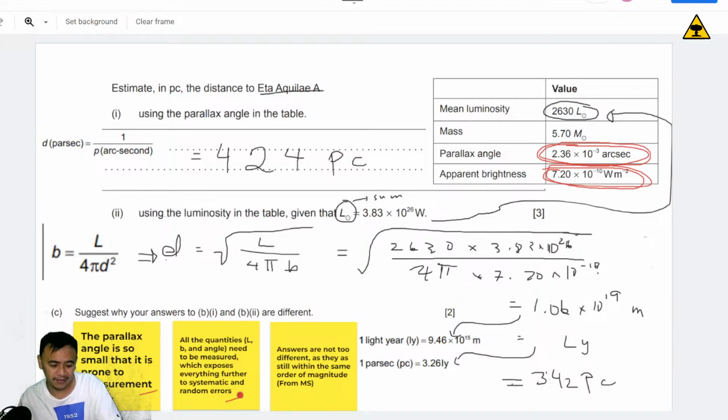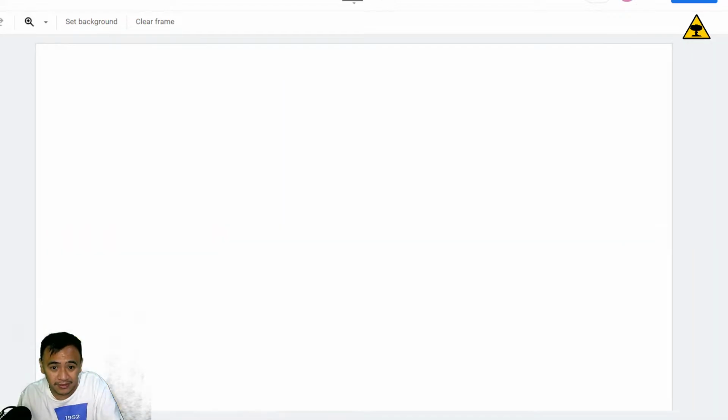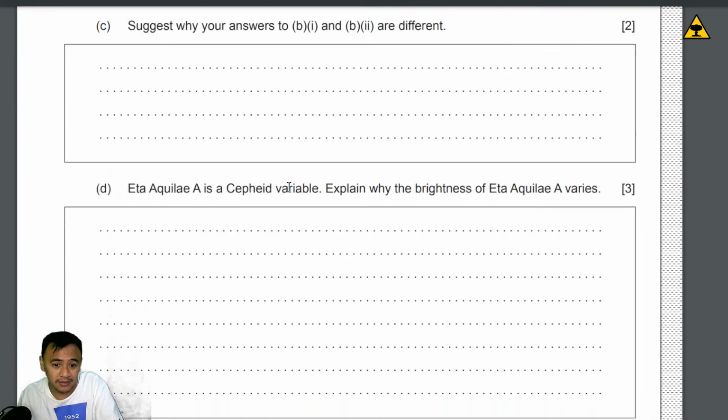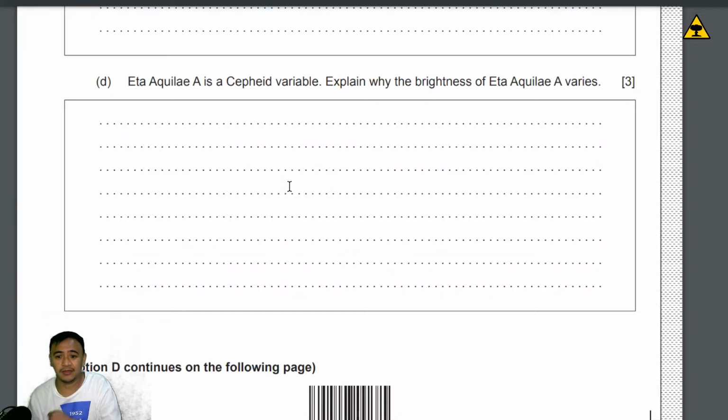Okay, all right. Let's go to the next one. The next problem here is a Cepheid variable. Explain why the brightness of eta Aquilae varies.